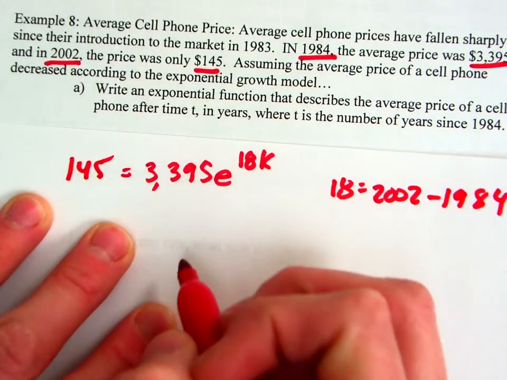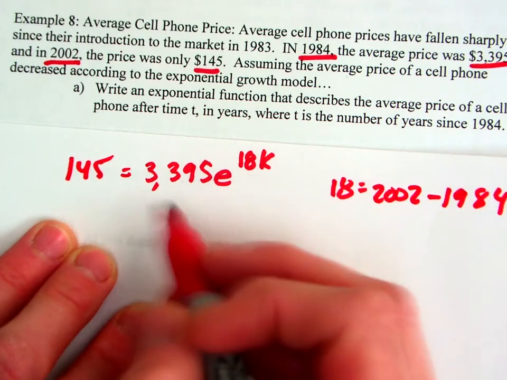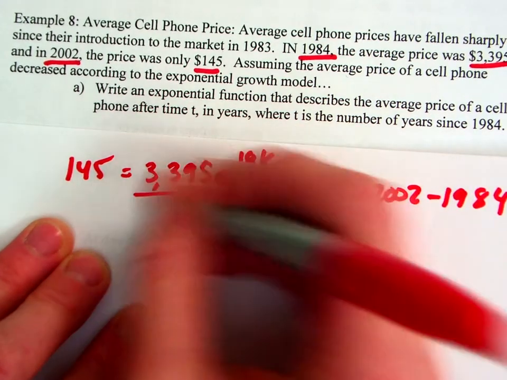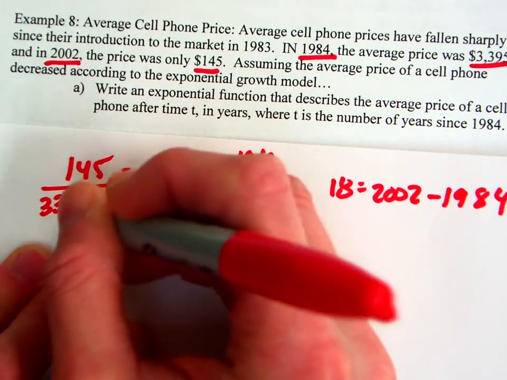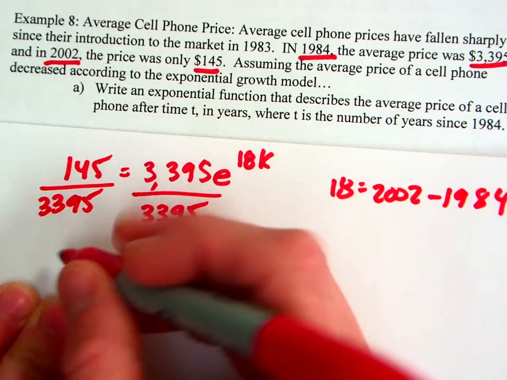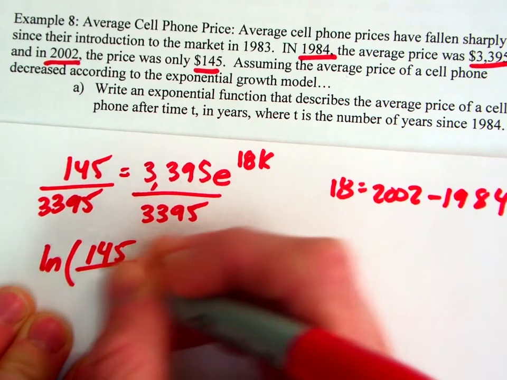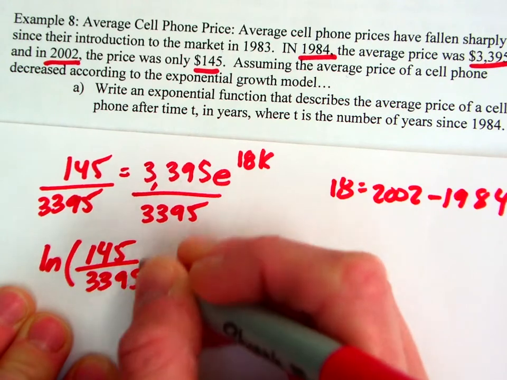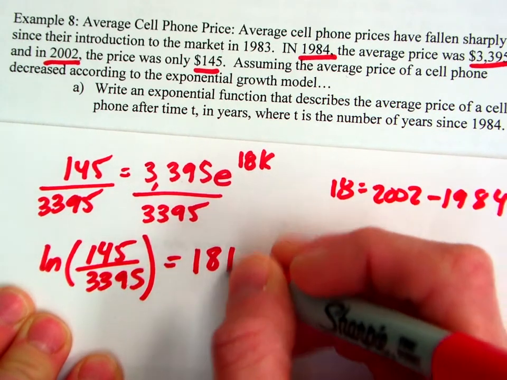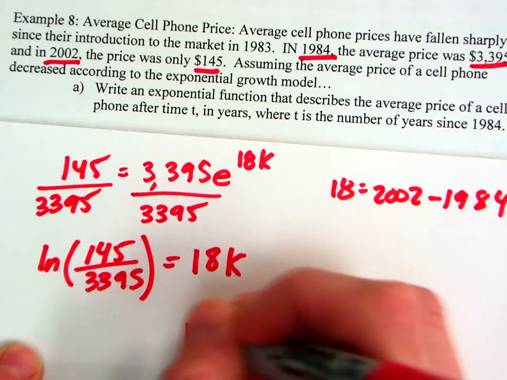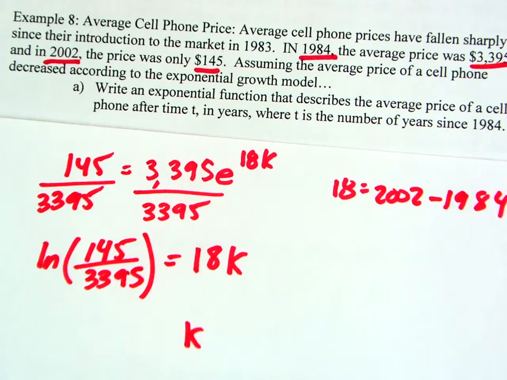This is very similar to the other problem. k is in the same place as t, so we're going to go through the same process. We're going to divide by 3,395 on both sides. And then we will natural log both sides. Then we will have 18k over here, and then you just evaluate this in the calculator and divide by 18.